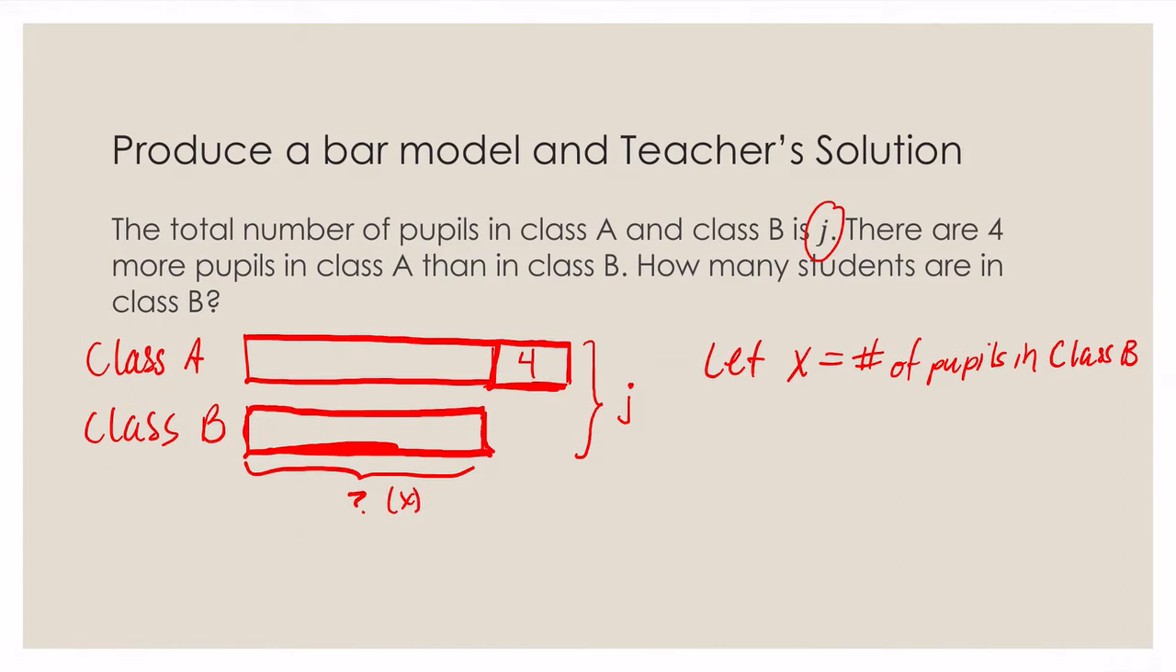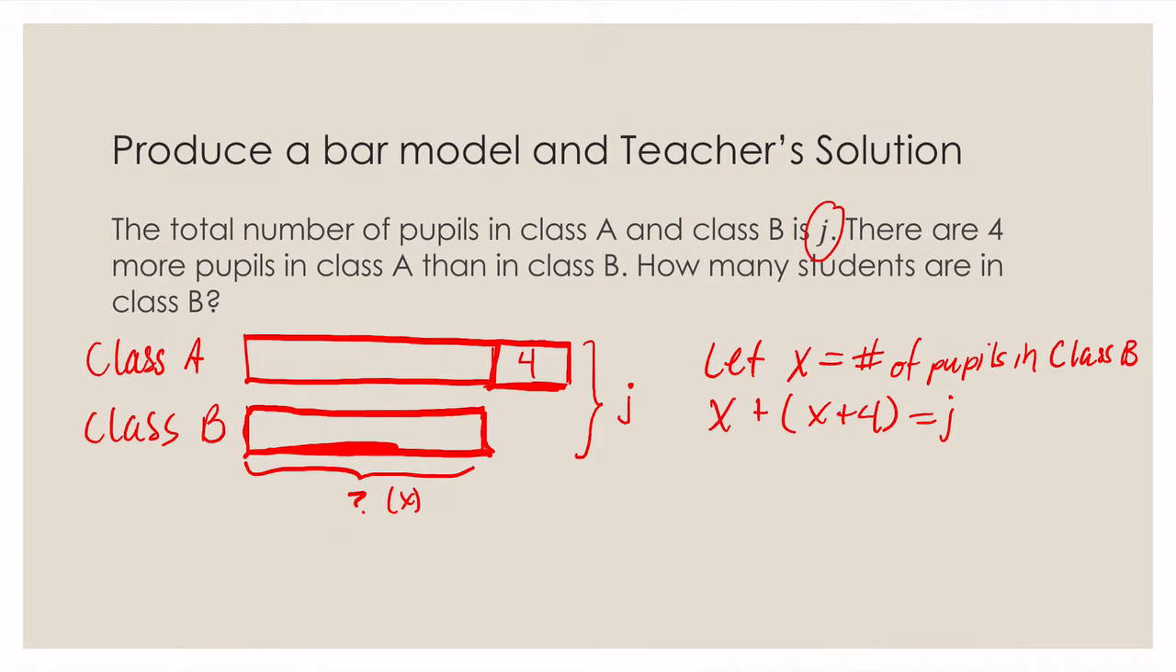Class A and B have the same amount except for x, but then there's 4 more in Class A. So we have x, which is the number of pupils in Class B, added to x plus 4, which is the number of pupils in Class A. I put those in parentheses. All of that is equal to J. Now normally J is a number, but we don't have a number there. We don't know how many there is, but we can still say something about it.